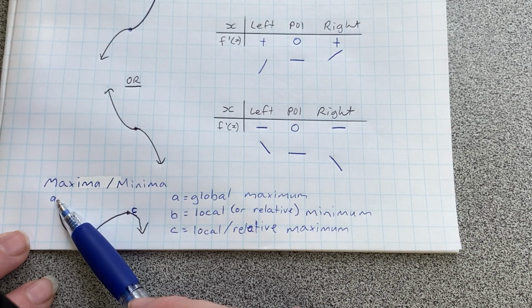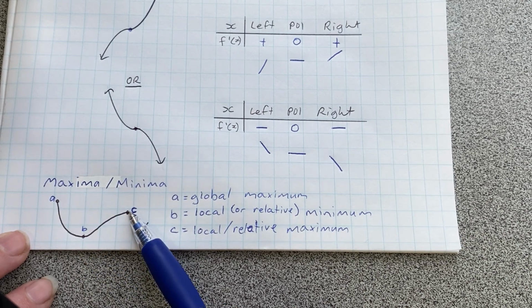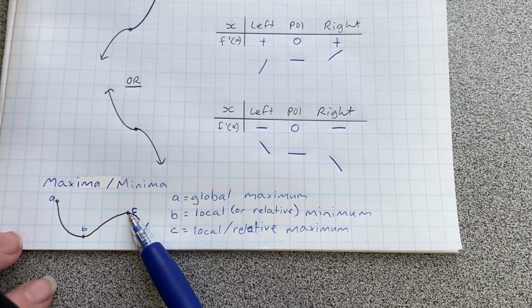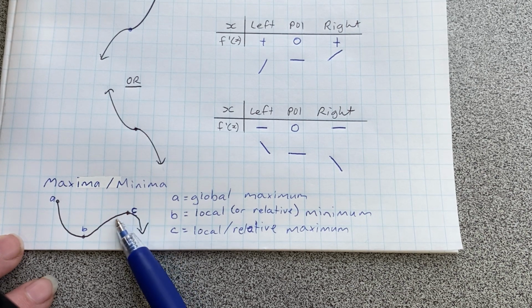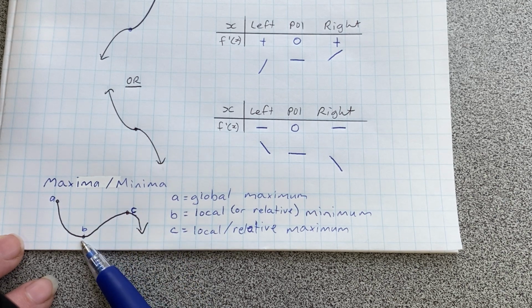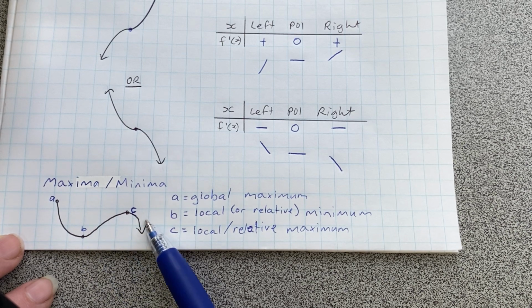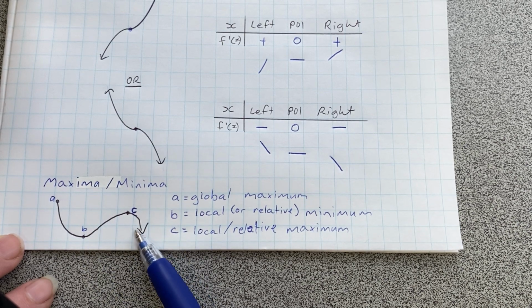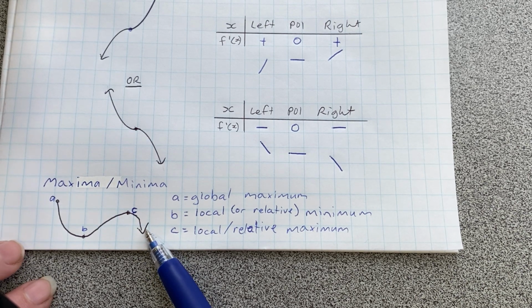Point A is a global maximum, whereas point C is what we call a local maximum, or sometimes called a relative maximum. That is a local or a relative maximum, not a global maximum. Just in this area, it is relatively maximum compared to everything else. Point B is a local or relative minimum, and this particular curve has no global minimum. This arrow tells us it keeps going and it keeps going. So there is no global minimum.